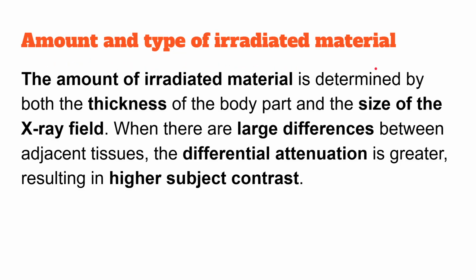The amount and type of irradiated material. The amount of irradiated material is determined by both the thickness of the body part and the size of the X-ray field. When there are large differences between adjacent tissues, the differential attenuation is going to be greater, which results in higher subject contrast. Like looking at somebody's, like, the air in their lungs compared to their spine. That's a large difference.